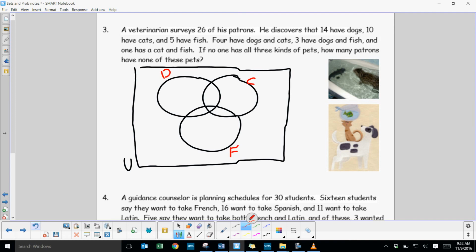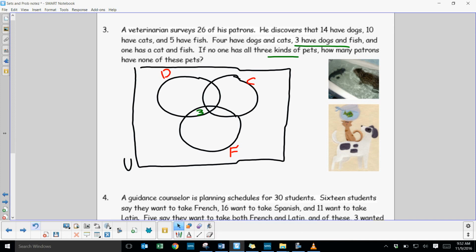So we were told no one has all 3 kinds of pets. So there's nothing in this little center here. That's just completely empty. So you could put in 0, or you can just leave it blank if you want, if it helps you to put a 0 in. But we can work out some of the information. For example, 3 have dogs and fish. So because there is nothing in the intersect, dogs and fish, here must be 3. 3 have dogs and fish.